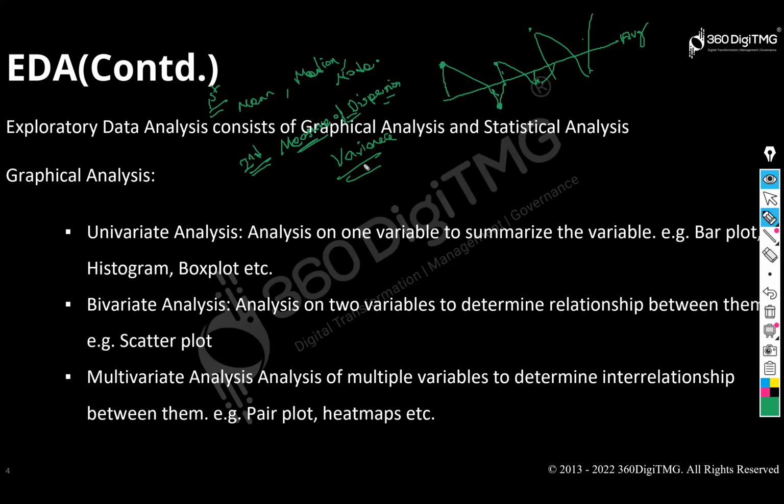What is variance? Variance is represented using sigma square, equal to the sum of x minus mu, the whole square, divided by n. Standard deviation is the root of variance. That is standard deviation. The other one is range. So variance, standard deviation, and range.